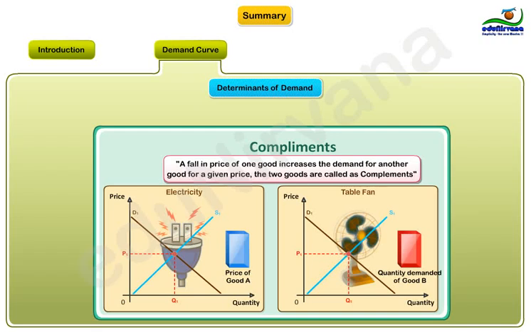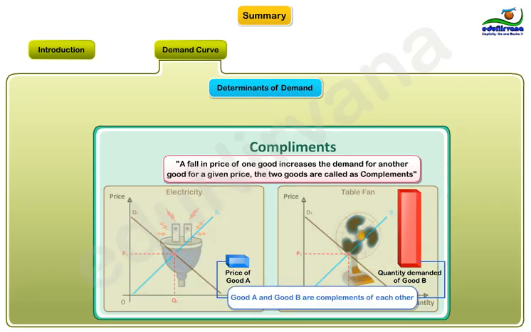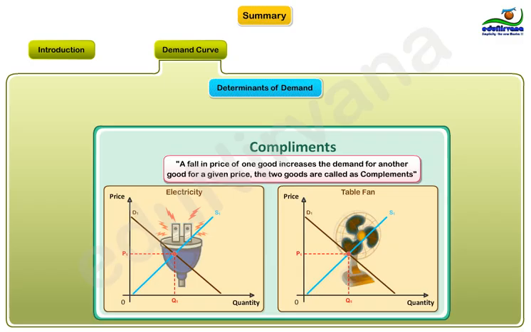Complements. When a fall in the price of one good increases the demand for another good for a given price, the two goods are called complements. When the price of a complementary product declines, the demand for the main product increases, and vice versa.